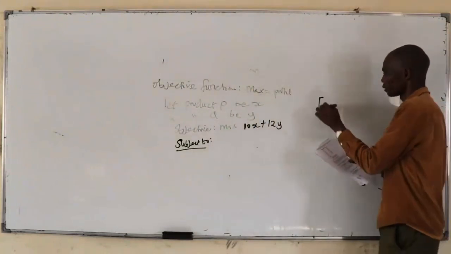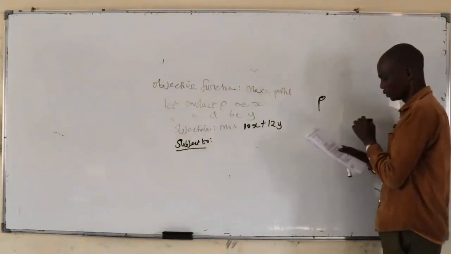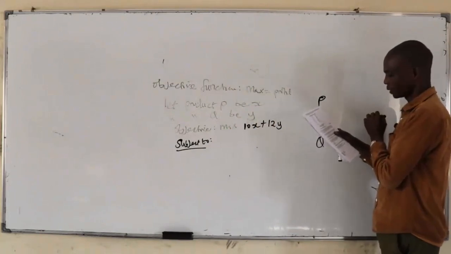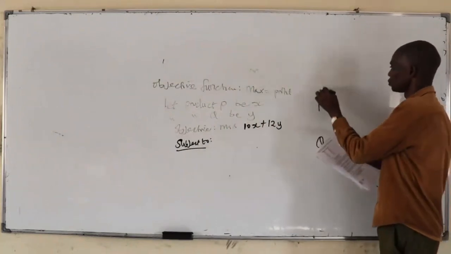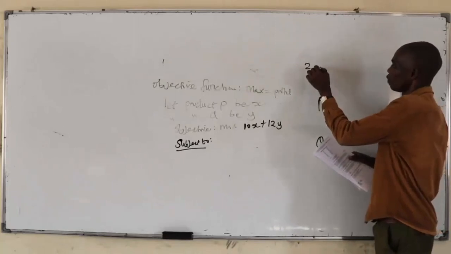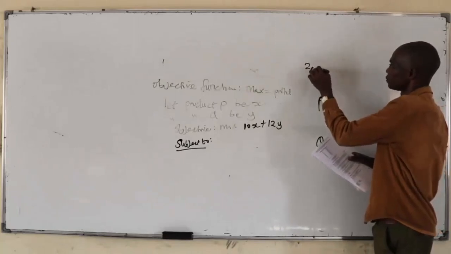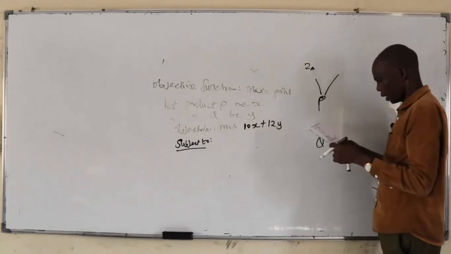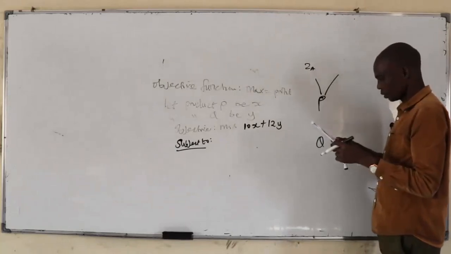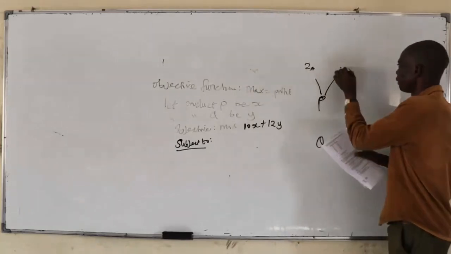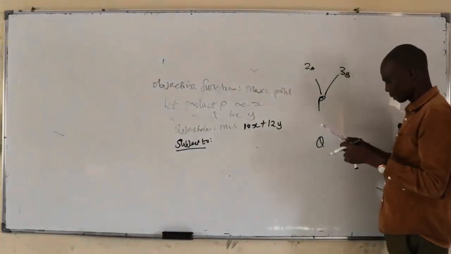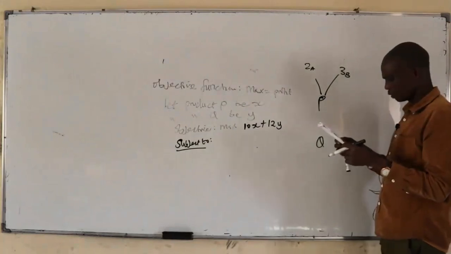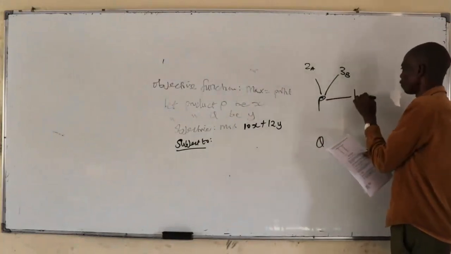You've been told this is product P and this is product Q. Product P requires 2 minutes of machine A, 3 minutes of machine B, and 1 minute of machine C.